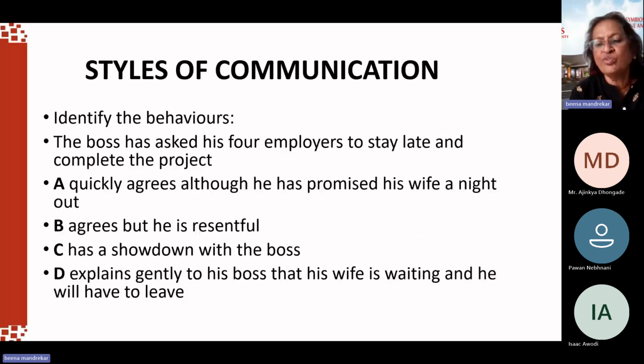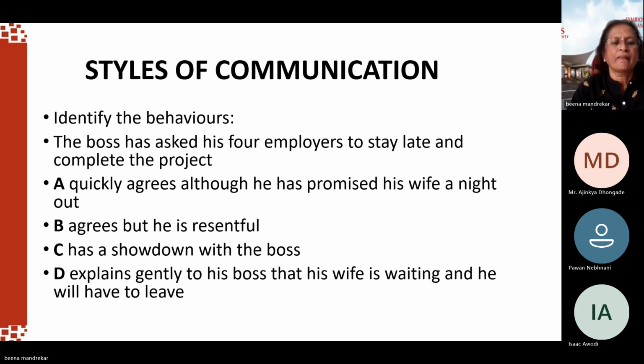Now I want you to answer which style of communication. You know the four styles, right? Assertive, aggressive, passive, and passive aggressive. Four examples are given. The boss has asked his four employees to stay late and complete the project. One boss, four employees. Employee A says, yeah, okay, I will stay, but I have promised my wife to take her out tonight. But I will stay.